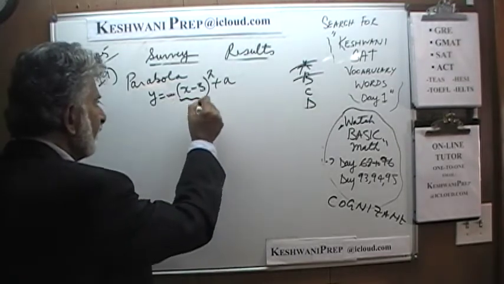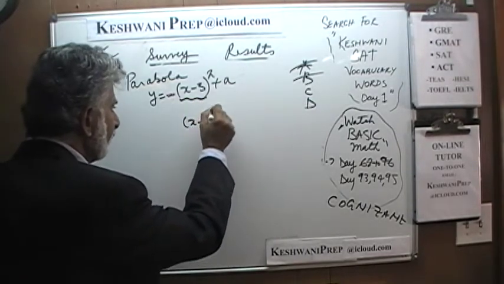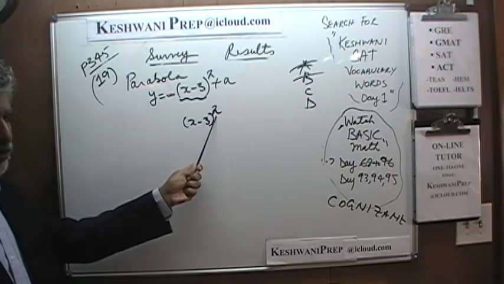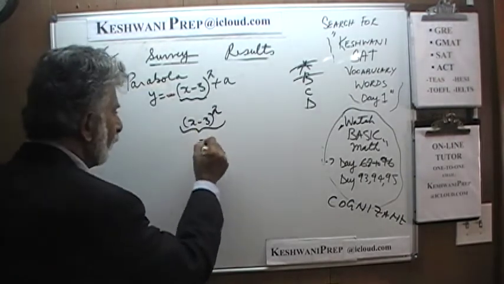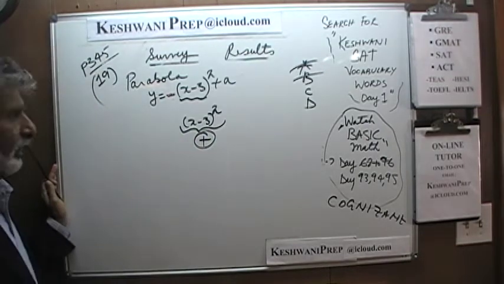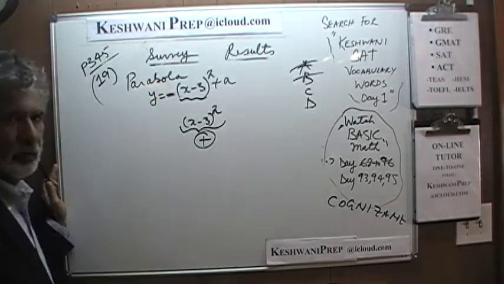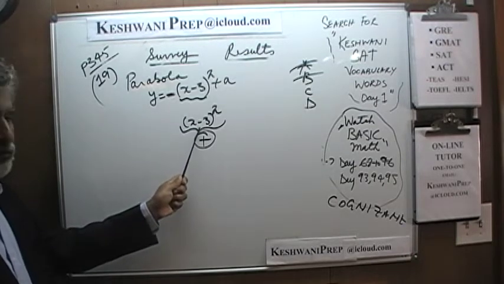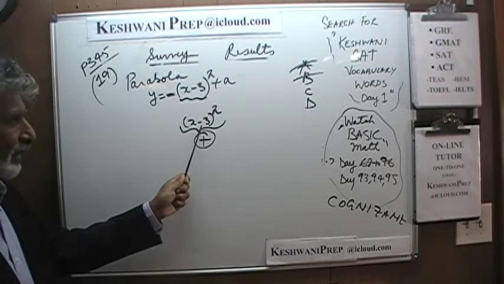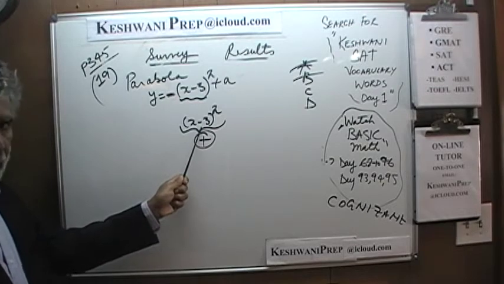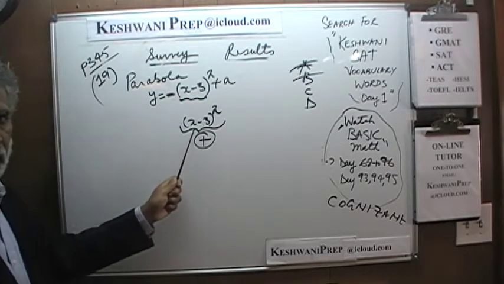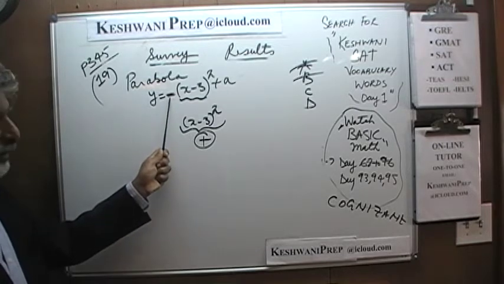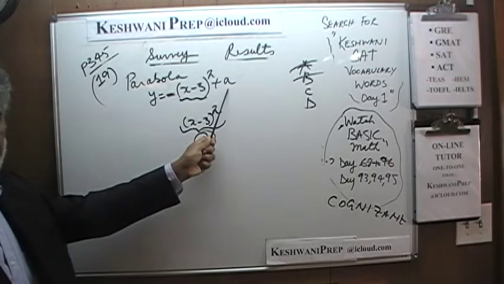So this quantity that we see there, x minus 3, is being squared. Since this is being squared, this quantity is always positive. And it has a negative in front of it. Which means, as long as this quantity is not zero, whether it turns out to be 7 or 17 or 17,000, because there is a negative in front of it, you will be taking away something from a.